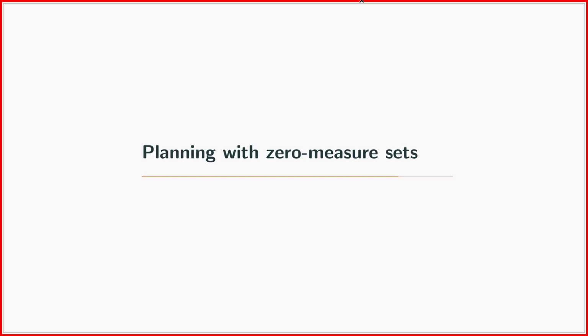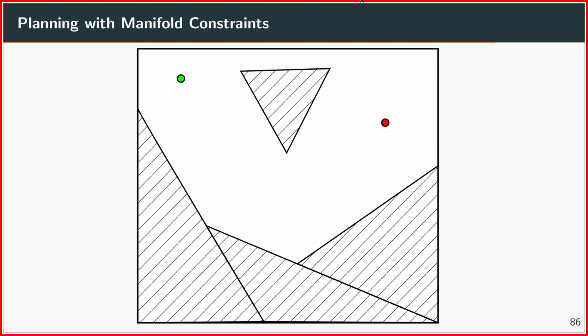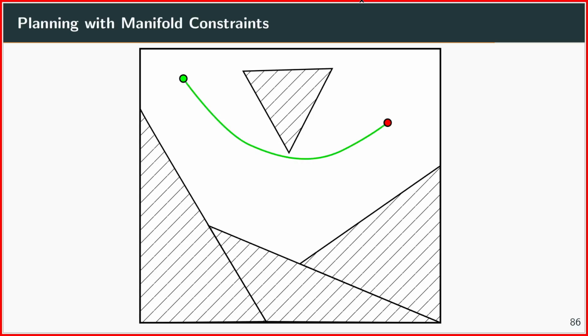I want to now continue to do planning with zero measure sets to give you an idea of how this is actually done. And for that, I want to go back to those 2D examples which I have often used. So here again, we have obstacles, which are those areas with lines, and we have a point robot. The point robot needs to go from a start configuration to a goal configuration. And what we have considered so far in the course was always solutions which go through the free space, solutions which just connect them.